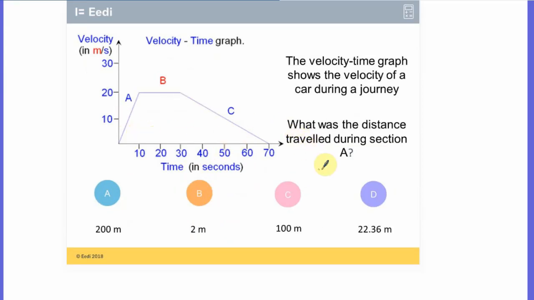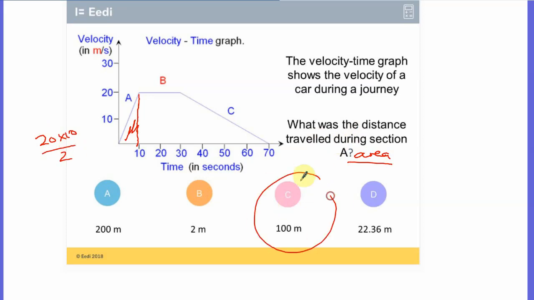A velocity time graph shows this. What is the distance travelled? Well, the distance travelled this time, we're going to find the area, because we're finding the distance from a velocity graph. So it's going to be 20 times by 10 over 2, area of a triangle, gives me 100.